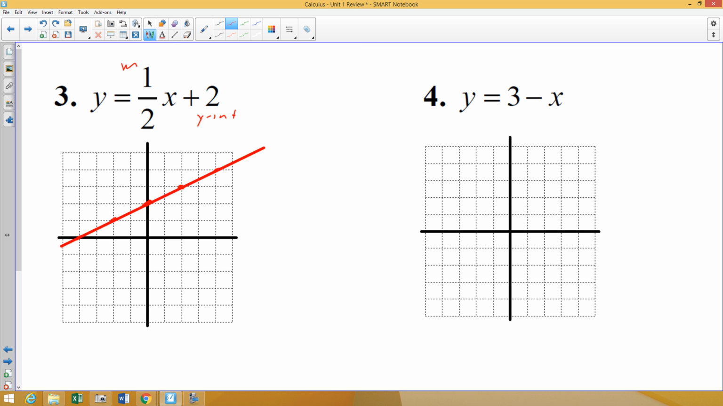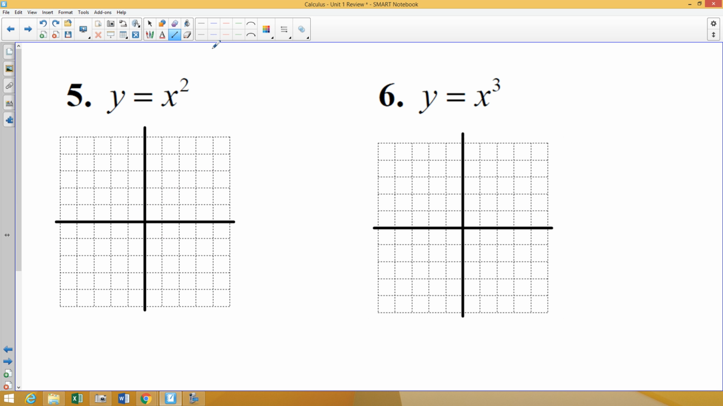3 minus x, also in slope-intercept form. I did reposition it, so my slope is actually -1, and my y-intercept b is actually 3. So I'm going to start at 3, and a slope of -1 means down 1 over 1, down 1 over 1, and I could go up 1, left 1 as well. And again, I will connect those with a line, and we should have something that looks like that. So there's number 4.